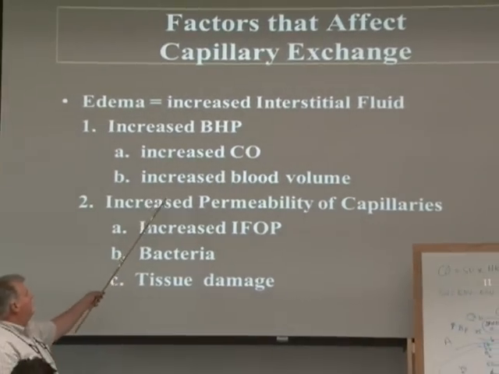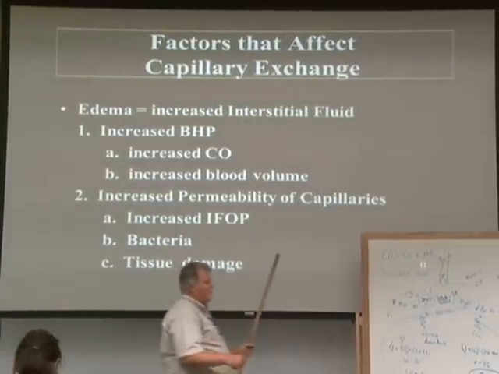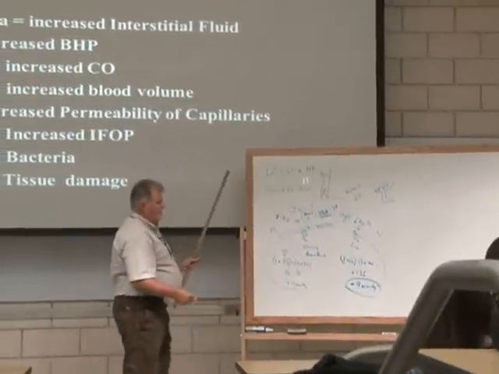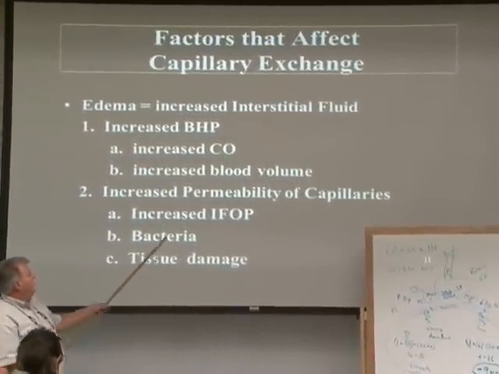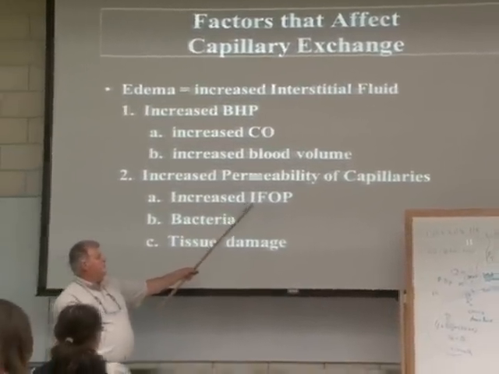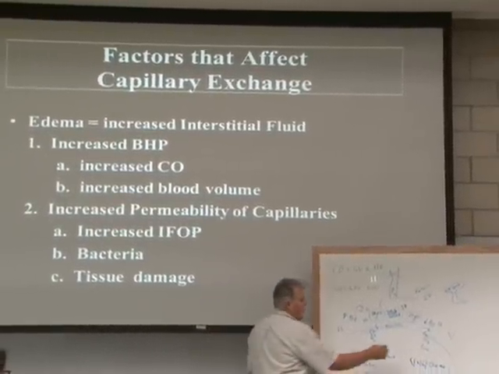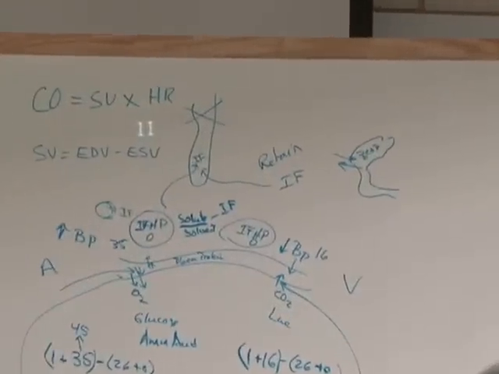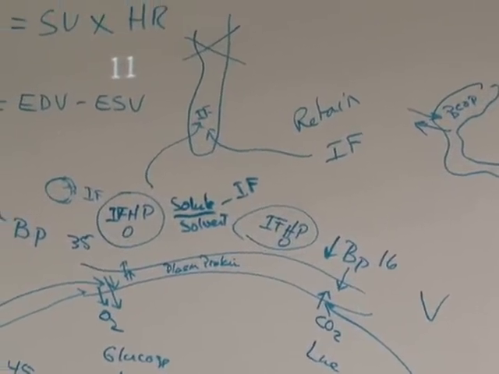So the other thing that can alter is an increase in permeability of capillary beds. So something's altering the fluid flow in capillary beds so that we aren't recovering the fluid as well. If we get an increase in interstitial fluid osmotic pressure, then that would be a factor here that would decrease the return of fluids at the venule site.